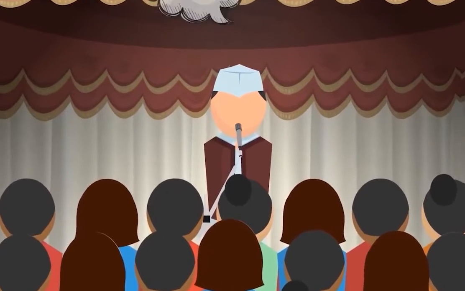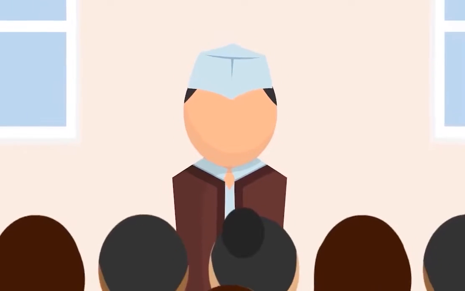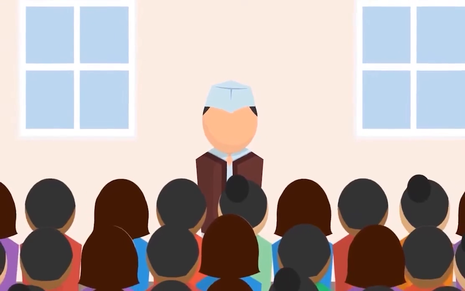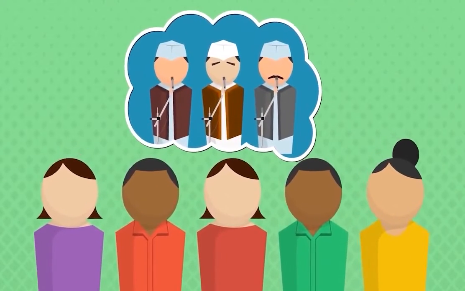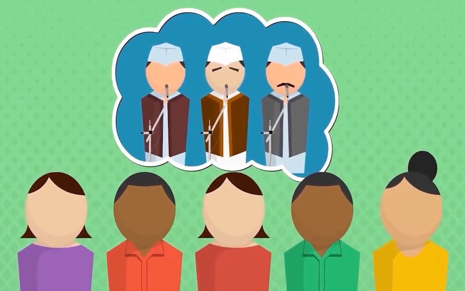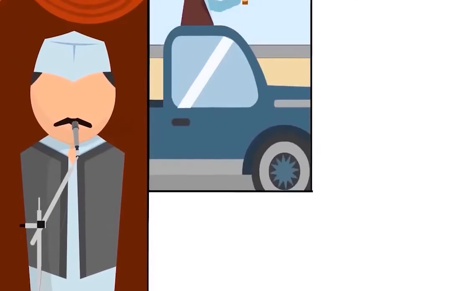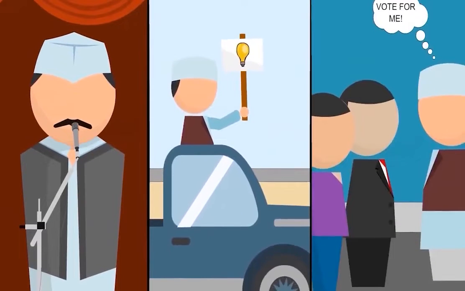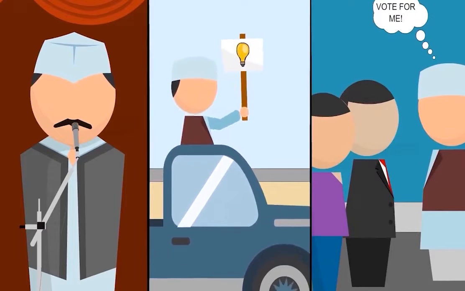In this phase, the nominated candidates interact with the voters and address gatherings to mobilize support in their favor. Campaigning also gives people a chance to know the candidates better and choose the best representative from among a number of candidates. In a democracy, every candidate is free to conduct their election campaign whichever way they want to.